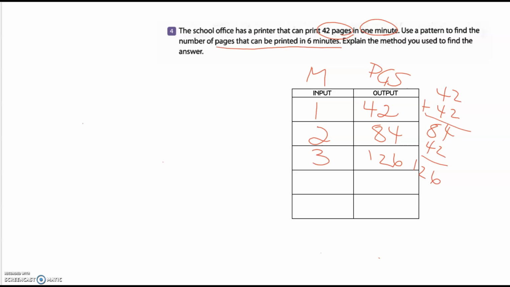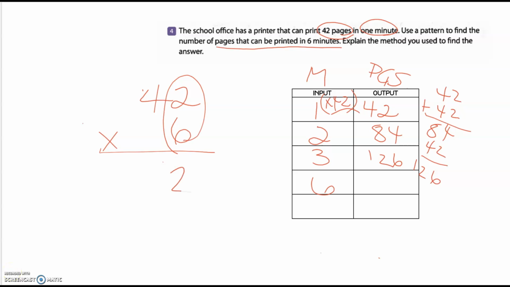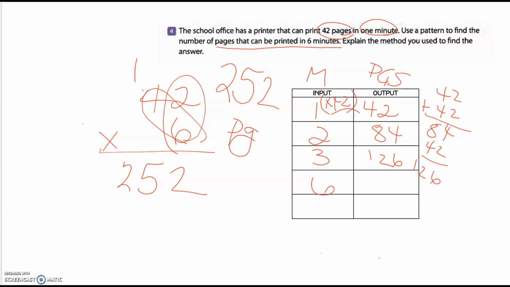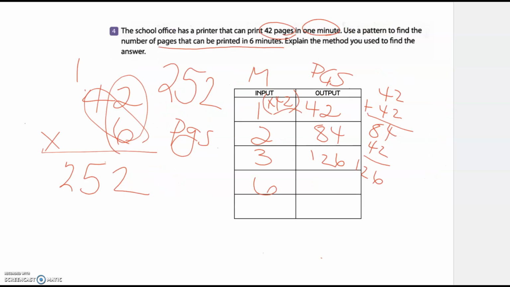Now you can just keep doing this if you want, or you can apply the pattern, and I know that each time what I'm doing is multiplying each minute by 42. So I can skip ahead to 6 by just doing 42 times 6. I have 6 times 2, which would be 12. Carry my 1. 6 times 4, which is 24, plus 1 is 25. So the correct answer here is she will be able to print 252 pages after 6 minutes.